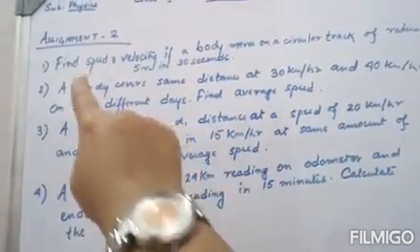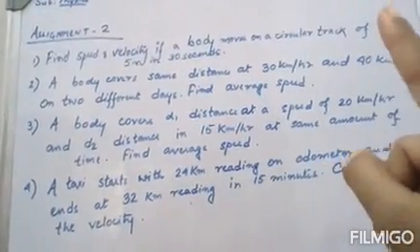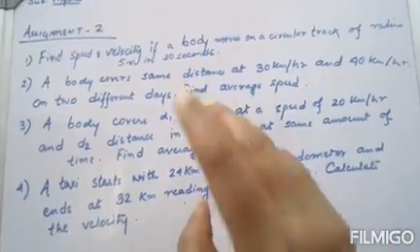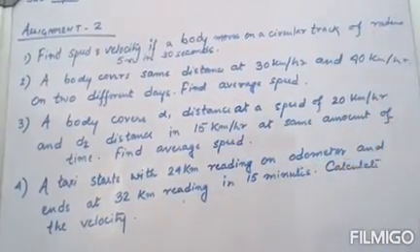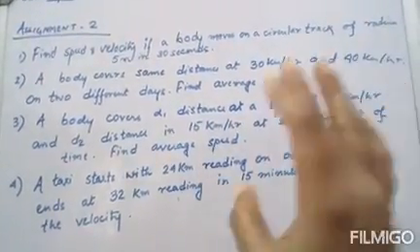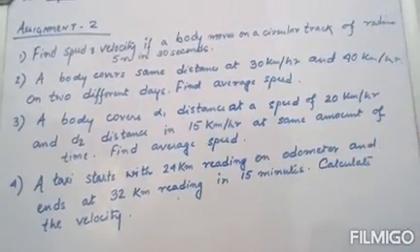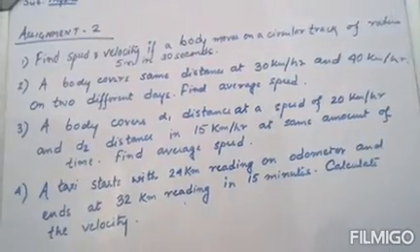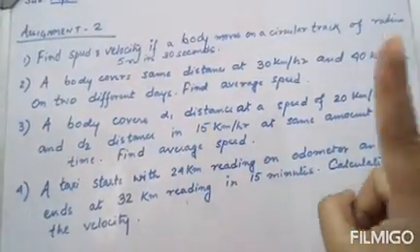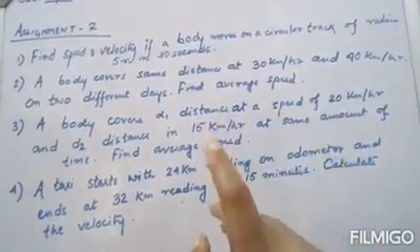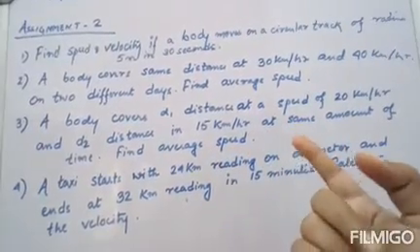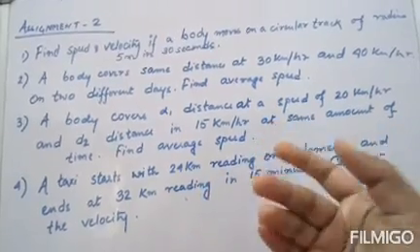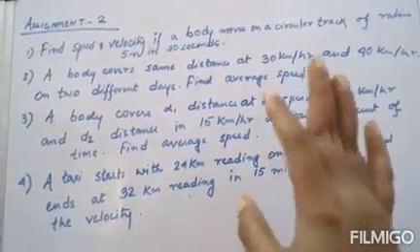Second: a body covers the same distance at 30 km per hour and 40 km per hour on two different days. Suppose on the first day it covers the distance at 30 km per hour, and on the next day it covers the same distance at 40 km per hour. You need to find the average speed. Now see, same distance means distance is constant. So when distance is constant, what is the formula for average speed that I have explained to you already? Using that you have to do it.